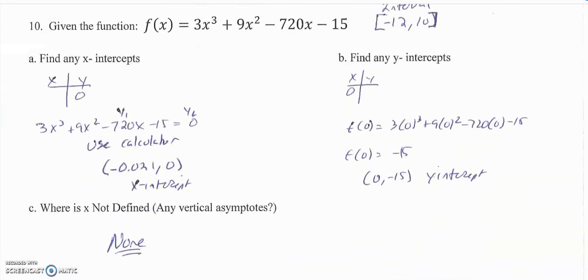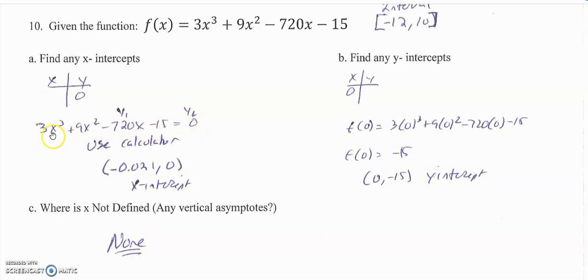Okay, question 10. Given the function f of x equals 3x to the third plus 9x squared minus 720x minus 15, with a domain from negative 12 to 10, find the x-intercepts and y-intercepts. So remember, to find any x-intercepts, you make y 0. So we take the original function, set y equal to 0, and I could use the calculator for this.